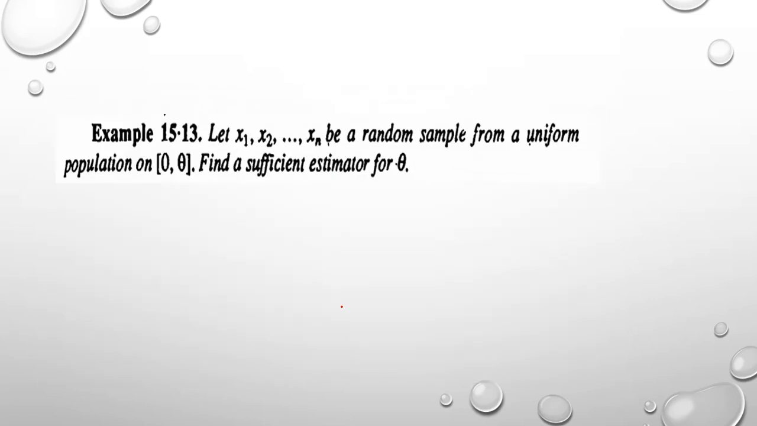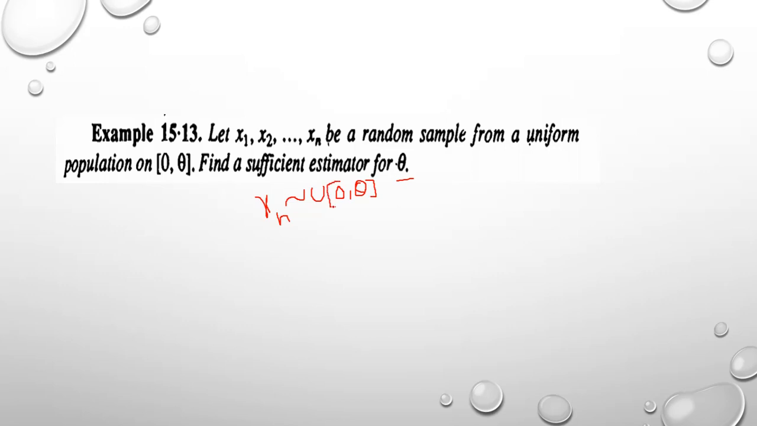This is my simple example. Let x1, x2 and so on xn be a random sample from a uniform population on 0 comma theta. Find a sufficient statistic for theta. This question is important; here the statistic is useful. They are saying that our xi are IID random samples following a uniform distribution with parameter 0 comma theta.